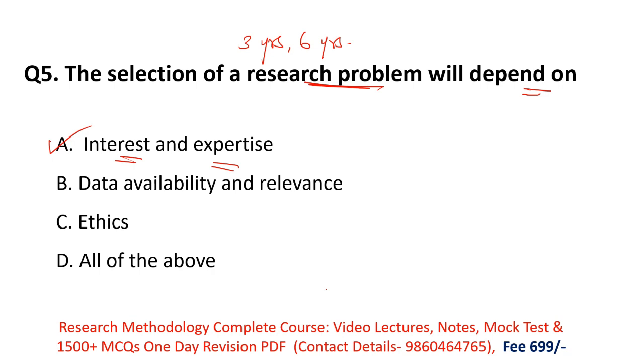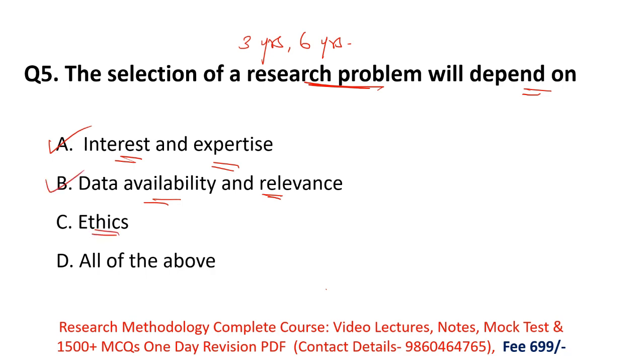And then option B, data availability and relevance. Yes, whatever research problem you are choosing, references should be there, meaning previous knowledge, what researchers previously did on that research topic. So previous relevance, references should be there, some data should be there on your research problem previously. So option B is also correct.